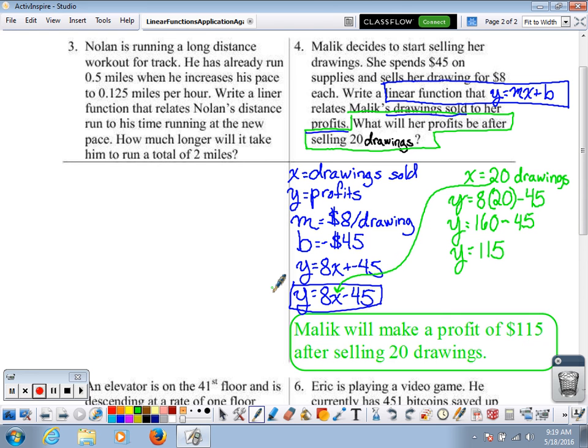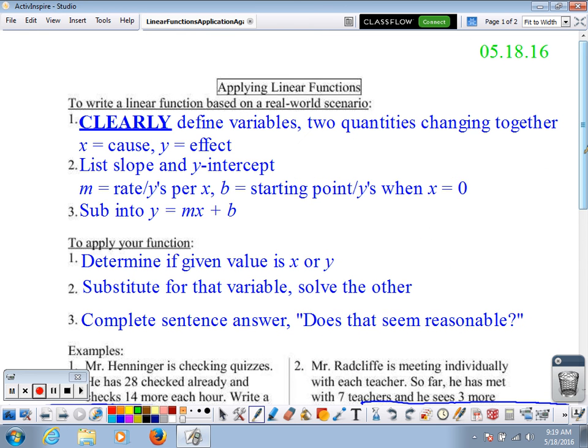So, when we're working through to write our function, clearly define the variables. List your slope and y-intercept. Make the y equals mx plus b. For the second part, for the applying part, determine if the given value is x or y. Sub for that variable, solve for the other. And when you write your complete sentence answer, don't just write it and be done. Write it and ask, does this fit my story? Does it make sense? If it does, you're probably good. If not, you made a mistake, so go back and find it.